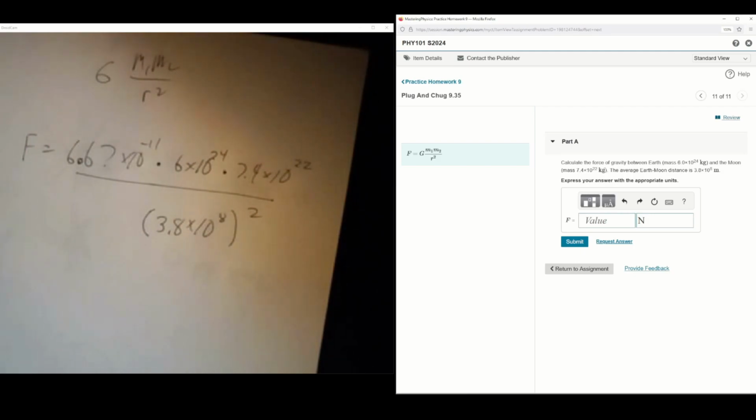So there is our homework. They even call this plug and chug, because that is a common name for doing this stuff. You're just plugging in numbers and chugging the answer out with your calculator.